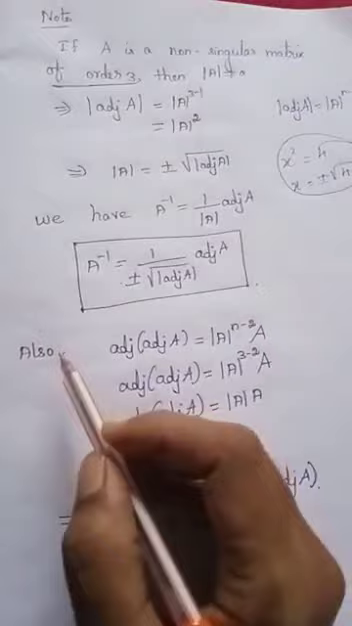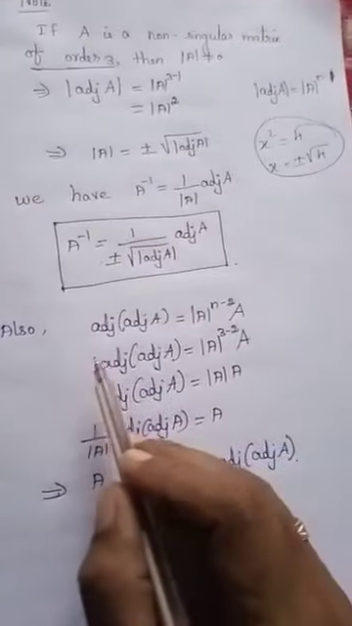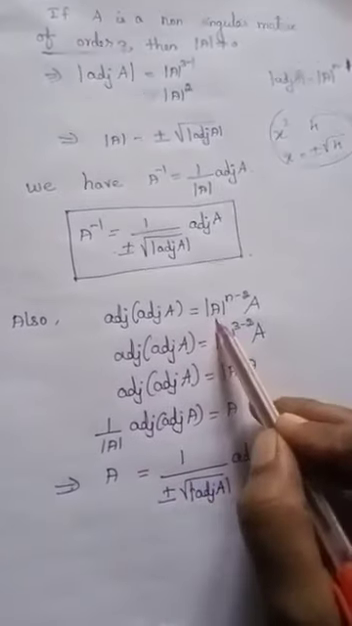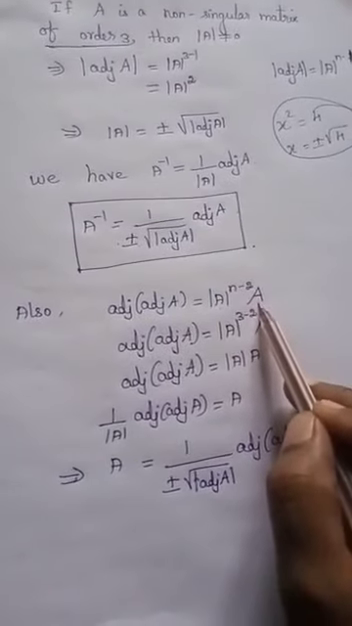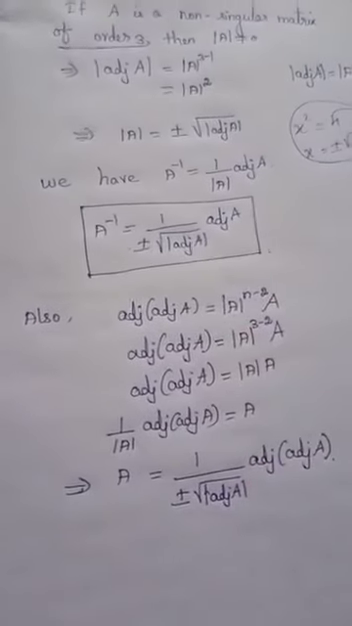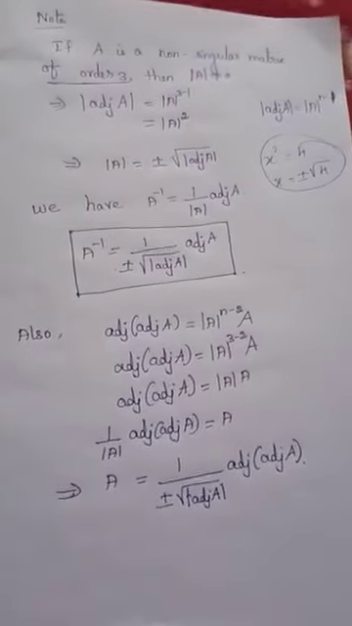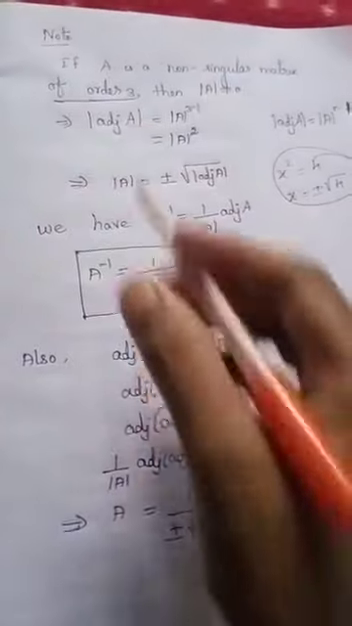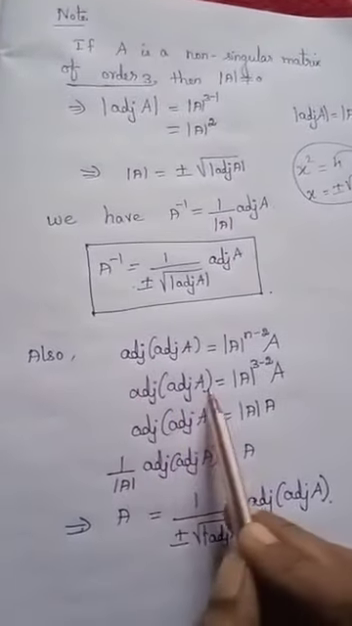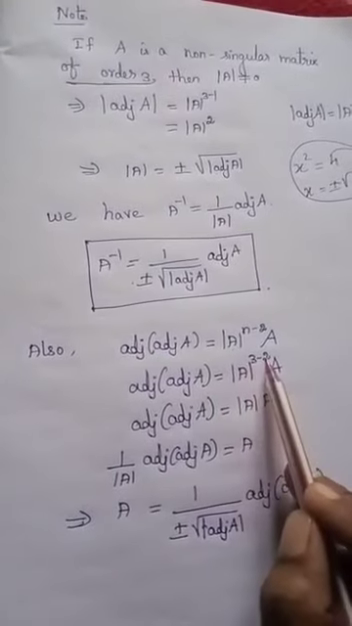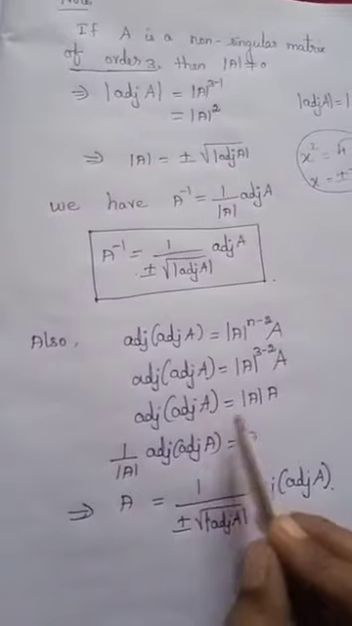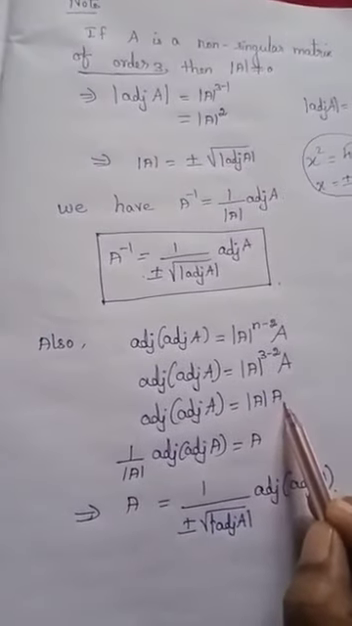Also in that fourth part, adj of adj A is equal to determinant A power n minus 2 into A. Here we have taken the order 3. Since it is order 3, adj of adj A will be equal to determinant A power 3 minus 2 into A. 3 minus 2 is 1. So adj of adj A will be equal to determinant A into A.